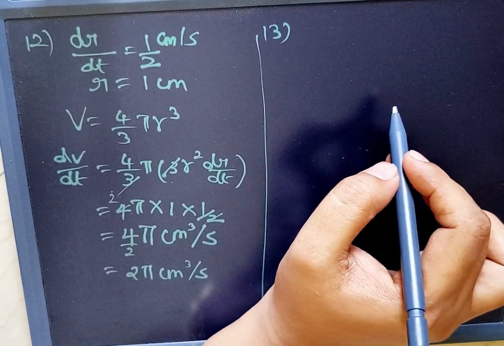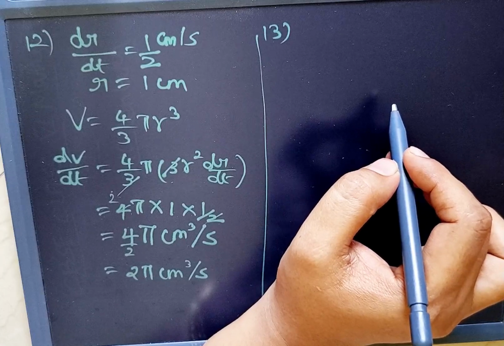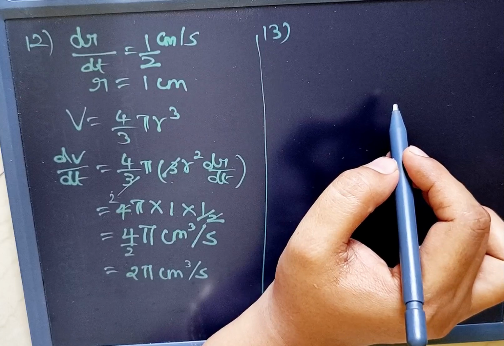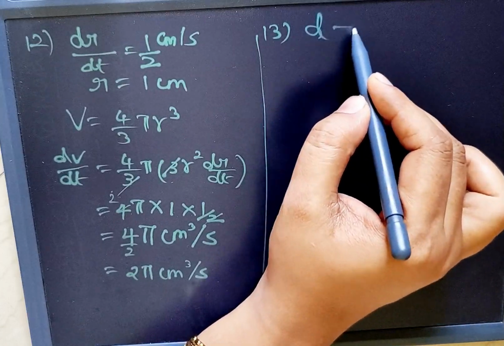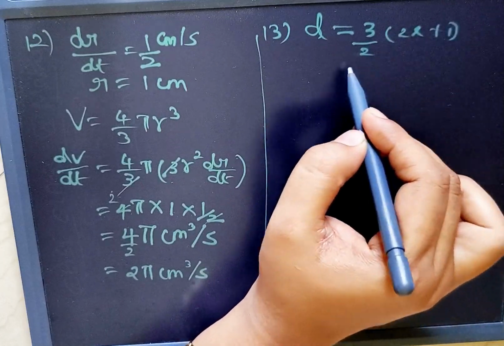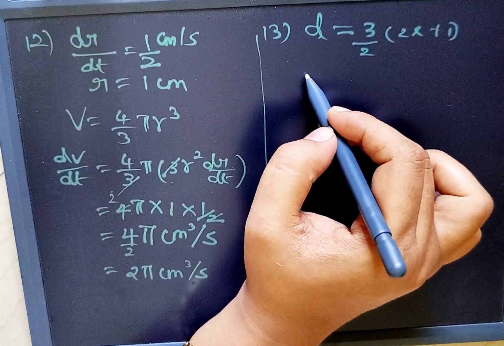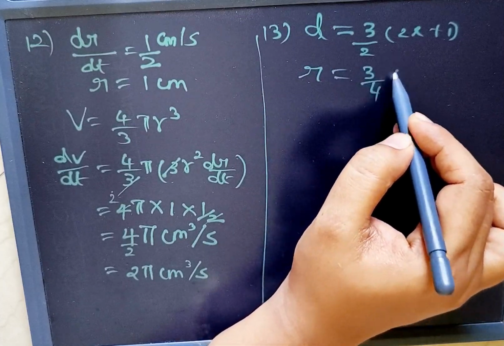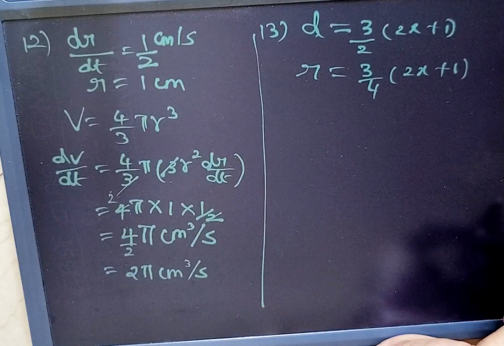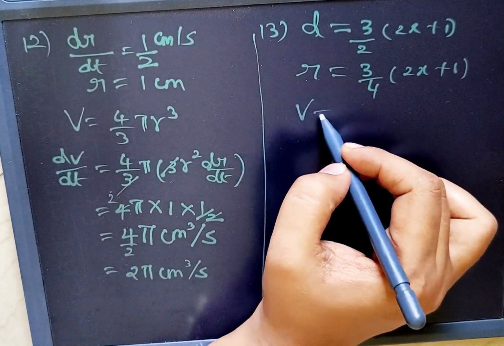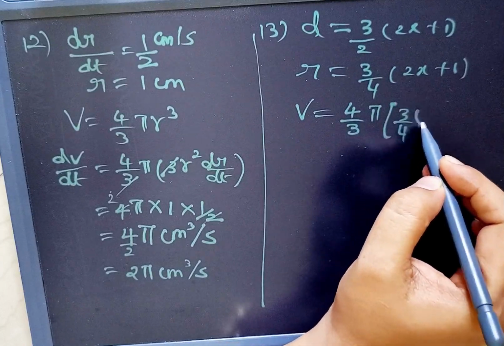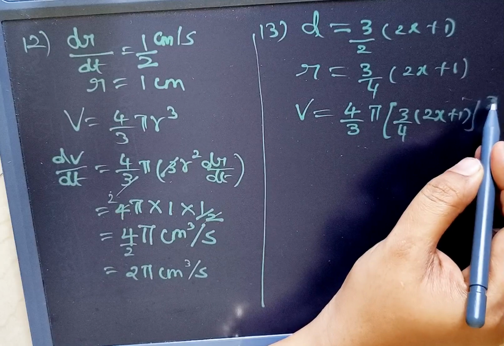Question number 13. A balloon which always remains spherical has a variable diameter 3 by 2 into 2x plus 1. Find the rate of change of its volume with respect to x. Diameter is given as 3 by 2 into 2x plus 1. To find the radius, we'll divide by 2. So 3 by 2 by 2, it will be 3 by 4 into 2x plus 1. We need to find the volume with respect to x. So volume is 4 by 3 pi r cube. In place of r, it is 3 by 4 2x plus 1 the whole cube.